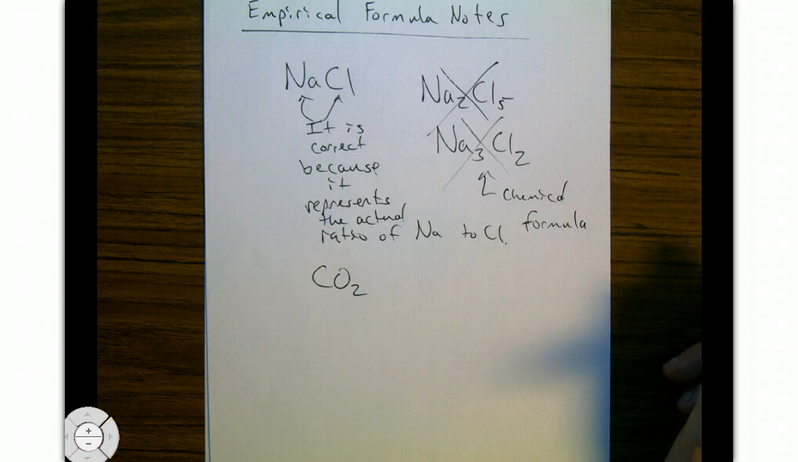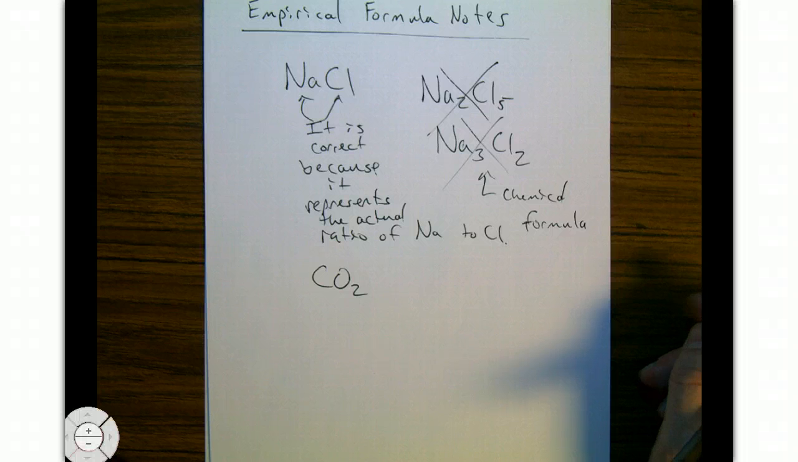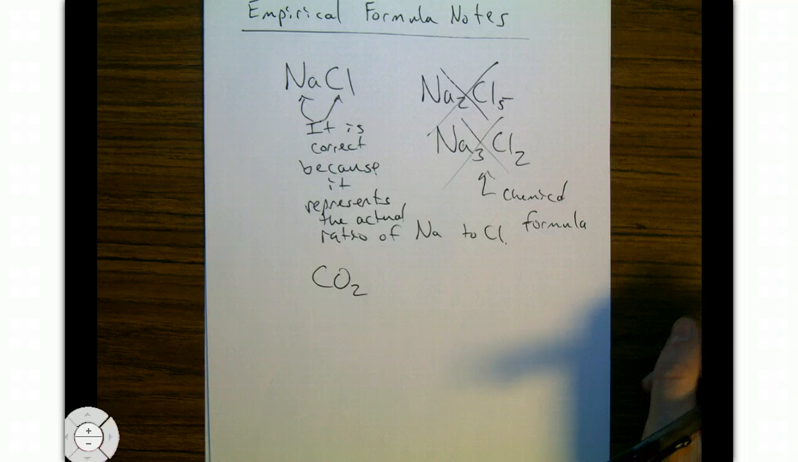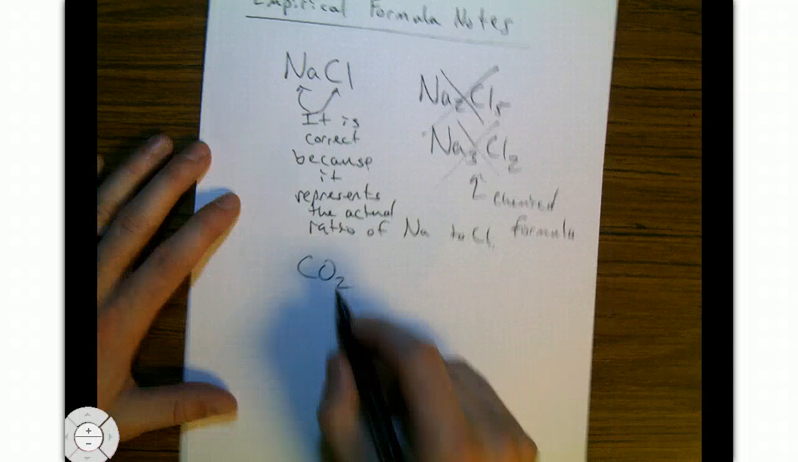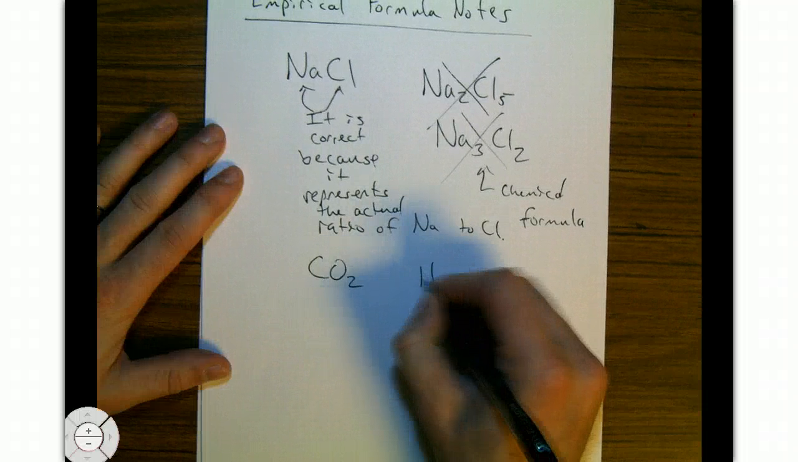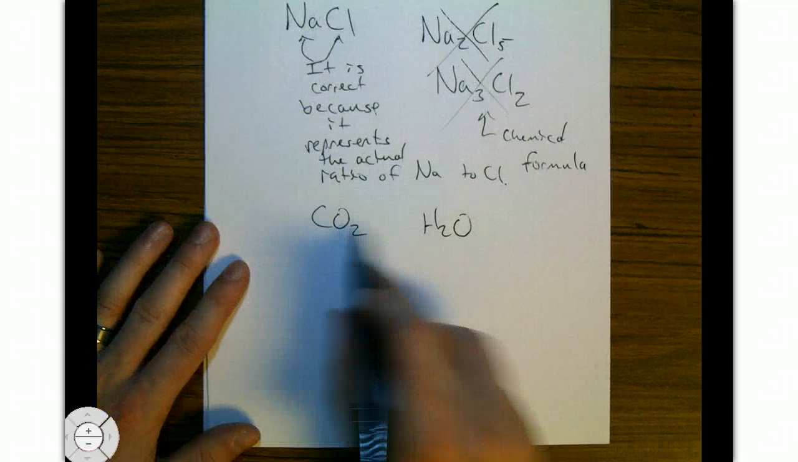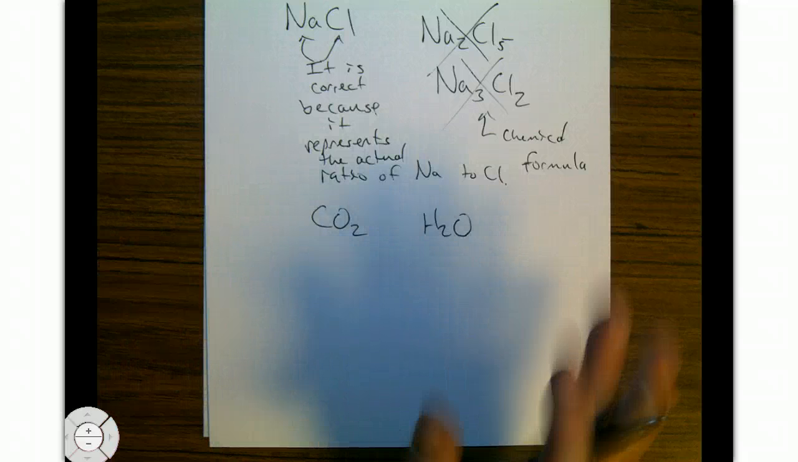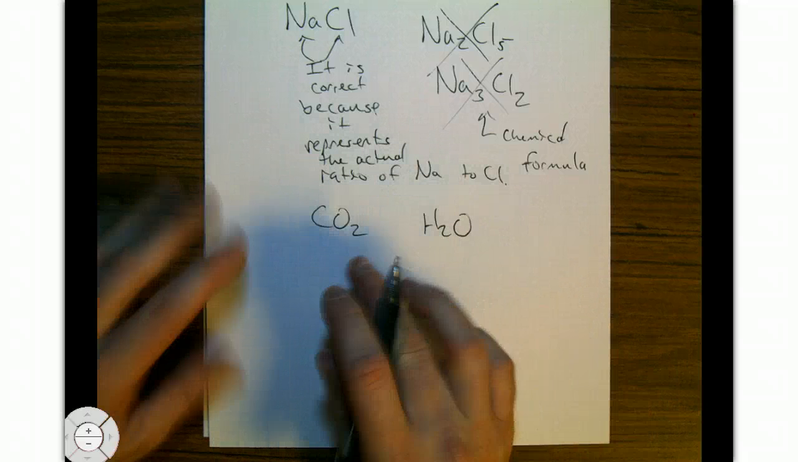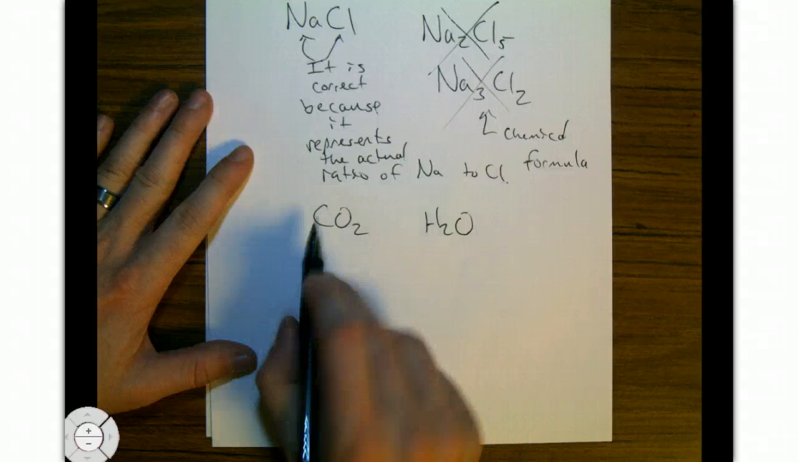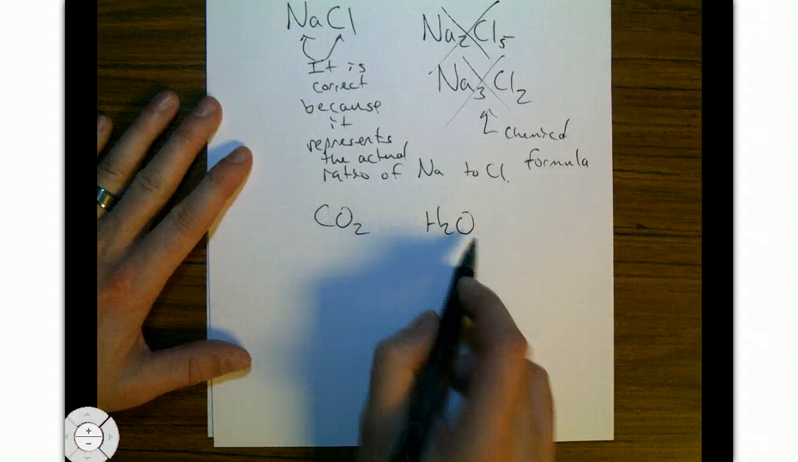Well, in these notes about empirical formula, what an empirical formula is, it's the lowest ratio between the atoms bonding together. So we know CO2 is correct. You guys know H2O is correct. Let's go back to the NaCl example one more time. Those are examples, again, of the lowest appropriate correct ratio of how many atoms are bonding together. In this case, it would be 1 carbon, 2 oxygens, 2 hydrogens, 1 oxygen.